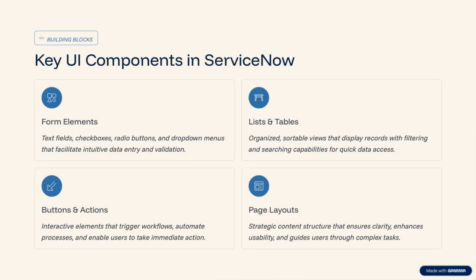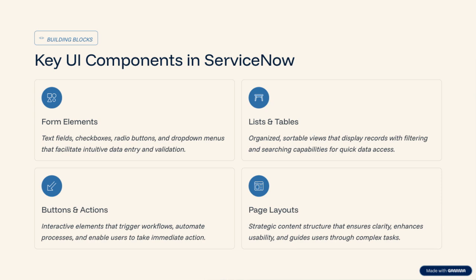Let's walk through the key building blocks that make up effective user interfaces in ServiceNow. First, we have our strategic content structure. This is all about creating clarity, making sure users understand where they are and what they need to do, while also enhancing usability, so tasks are straightforward and intuitive. A well-designed structure guides users smoothly through even complex processes. Next, page layouts play a crucial role. They include interactive elements that can trigger workflows, automate certain actions, and help users take immediate steps without unnecessary delays. Think of these as the control points that keep the process flowing efficiently.